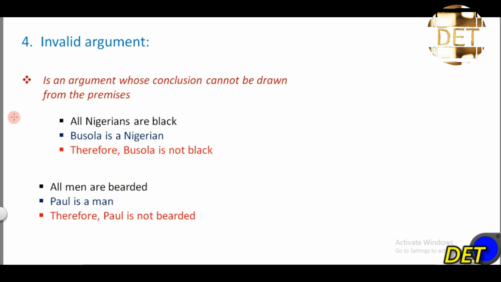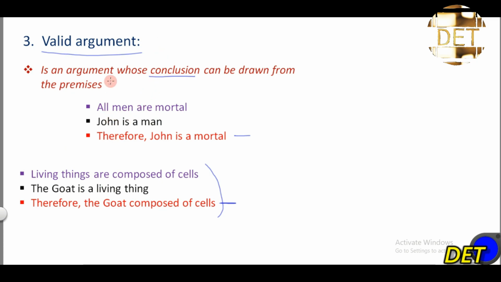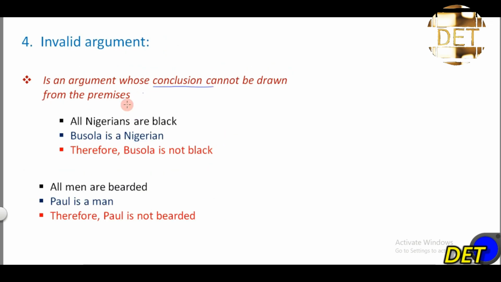Then let's look at the next type of argument that we have, which is the invalid argument. This is a type of argument whose conclusion cannot be drawn from the premises. If the conclusion cannot be drawn from the premises, that argument is said to be invalid. If the conclusion can be drawn from the premises, the argument is said to be what? To be valid. So an example of the invalid argument: all Nigerians are black. Busola is a Nigerian, therefore Busola is not black.